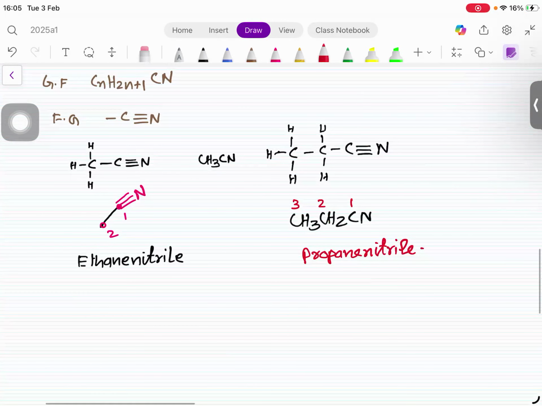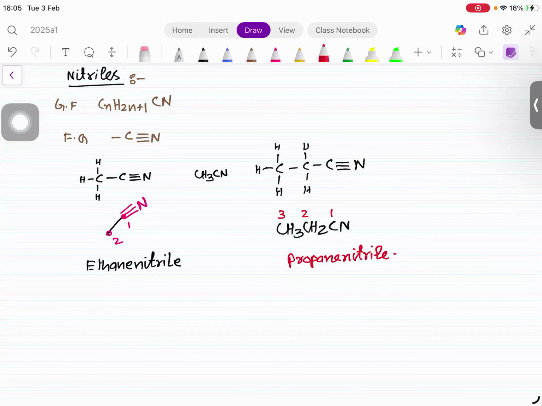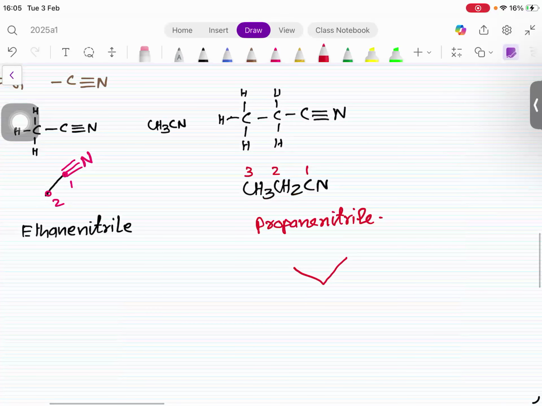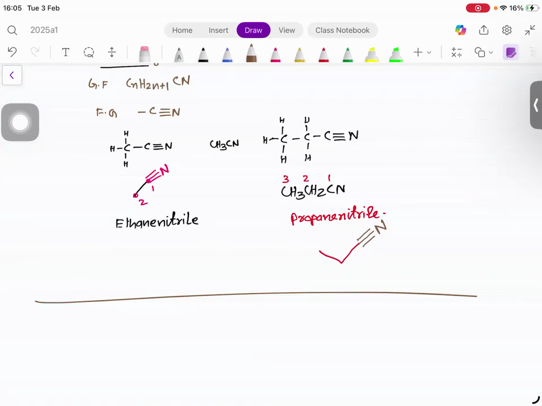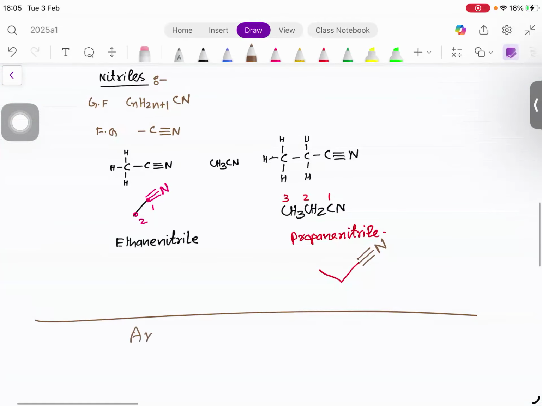Okay. So if you draw the skeletal, 1, 2, 3 carbons, first I wrote 3 carbons and then I put a triple bond like this. This is propane nitrile. This functional group is actually in A2, but at times their products are formed. That's why I just told you a little about it. Not more than this. The next functional group is amines.